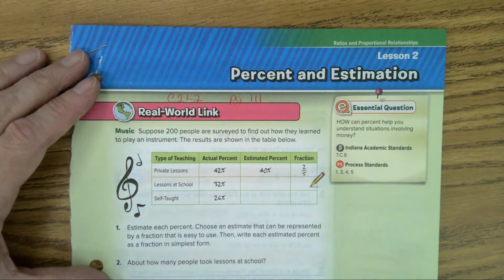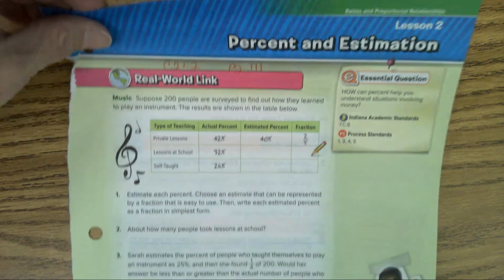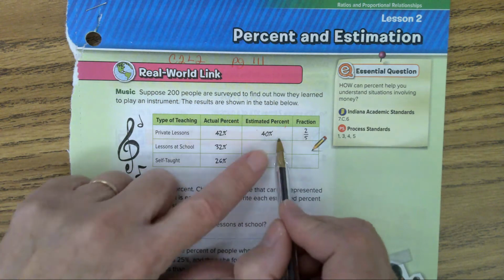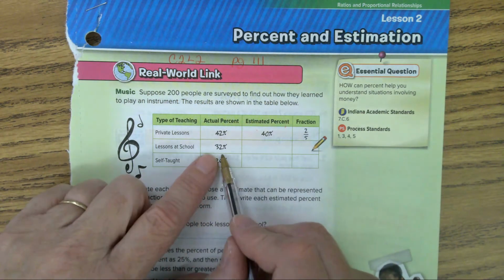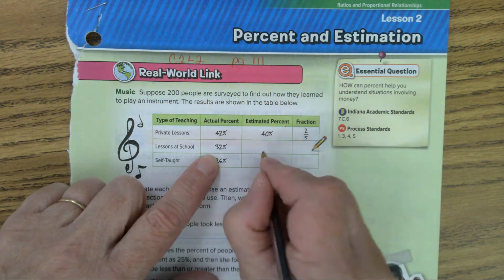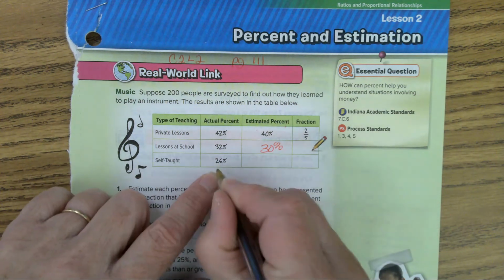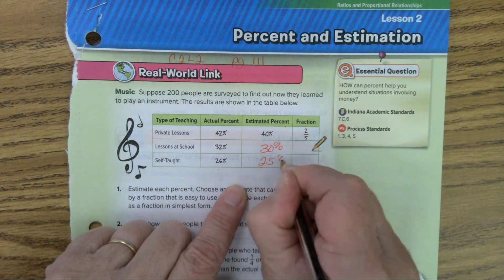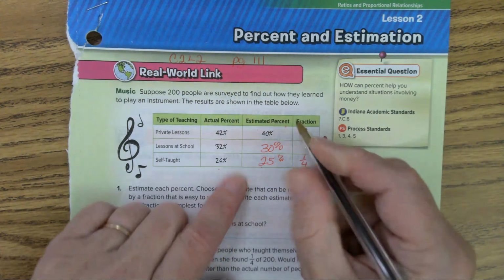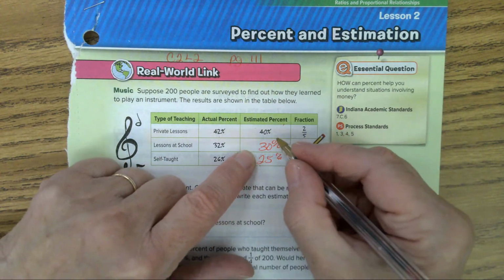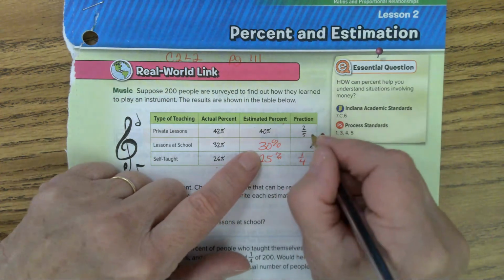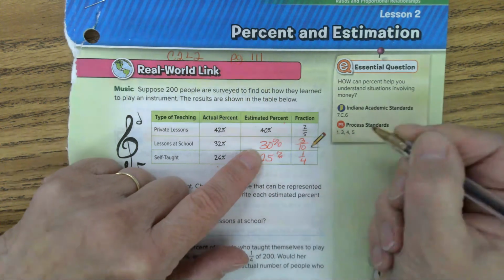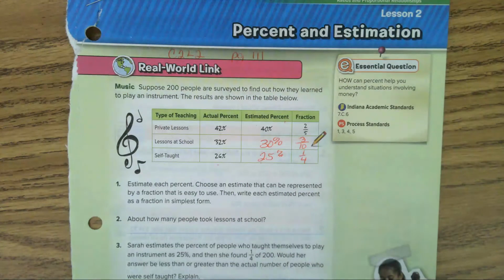On this problem here, estimate your percents. Well, 42% is about 40%. 32% is going to be about what? 30. 26%, I would change that to 25% because 25% is the fraction 1/4. 30% would be 3/10. All right.